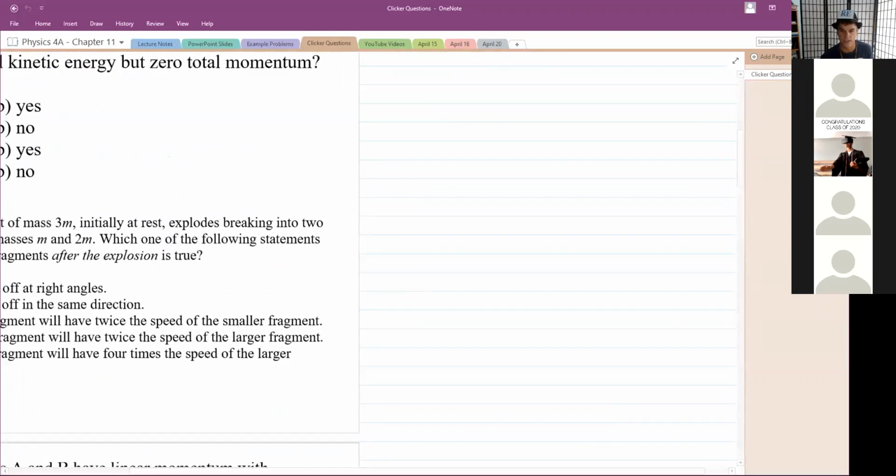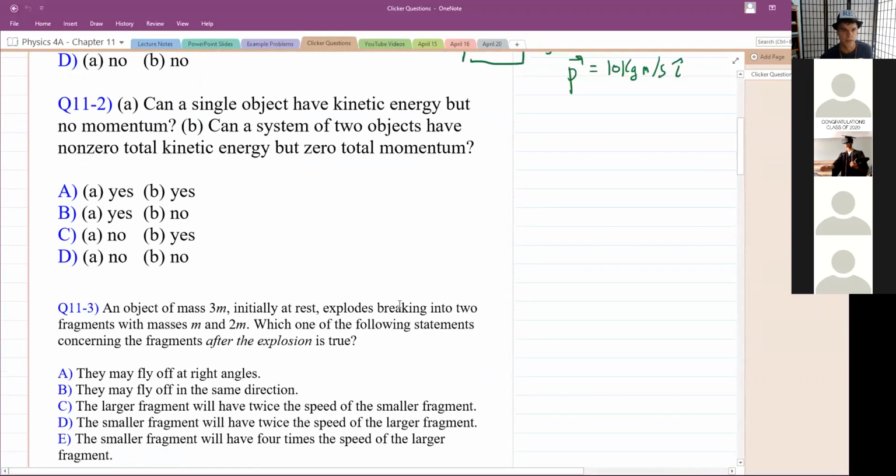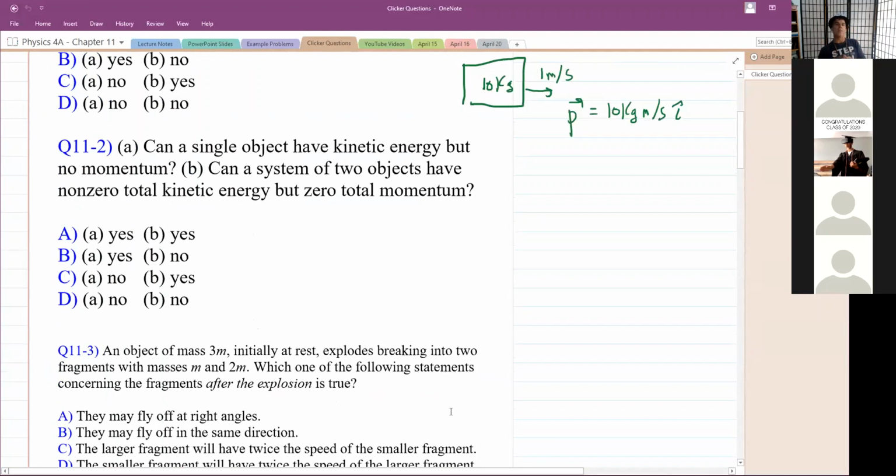The clicker question is this. Can a single object have kinetic energy but no momentum? Can a system of 2 objects have non-zero total kinetic energy but 0 total momentum? So I have a single object. Can that object have kinetic energy without having momentum? And now for a system of 2 objects, could that system have a non-zero kinetic energy but 0 total momentum?